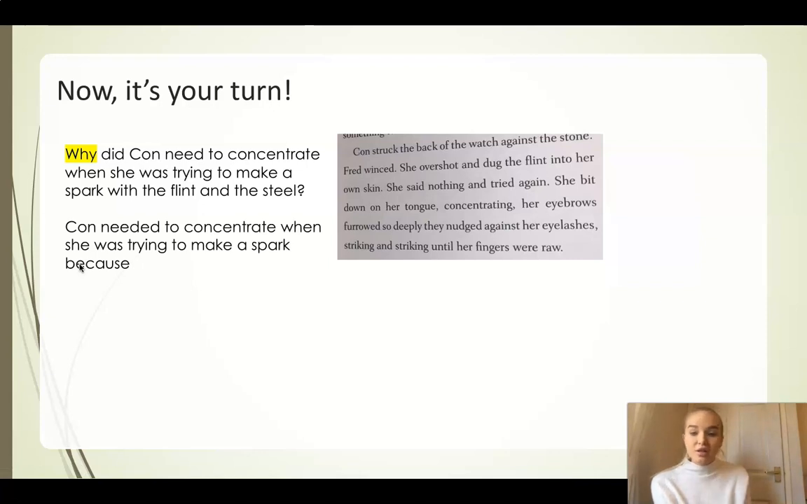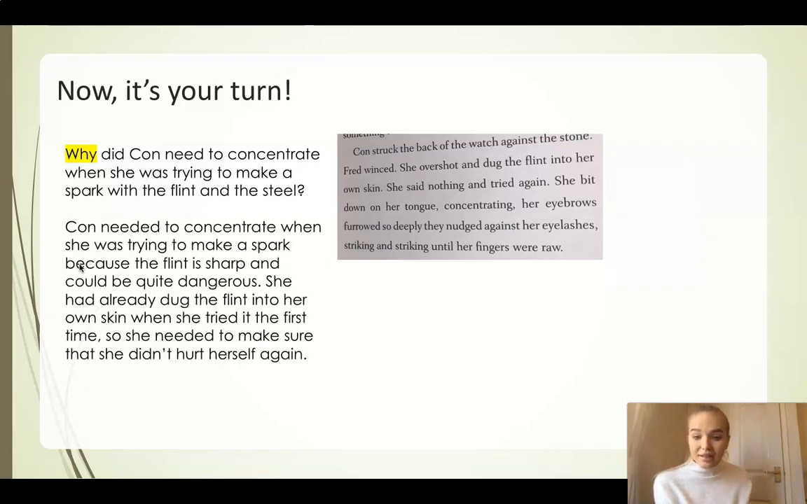So as always, you'd answer it in full sentences using the question in your answer. So Con needed to concentrate when she was trying to make a spark because. So now I can start explaining that the flint is sharp and could be quite dangerous. She had already dug the flint into her own skin when she tried it the first time, so she needed to make sure that she didn't hurt herself again. So all of this information is nothing new that I didn't know before, but I am just using what I have been given from the text and turning that into something that could quite possibly be my answer.